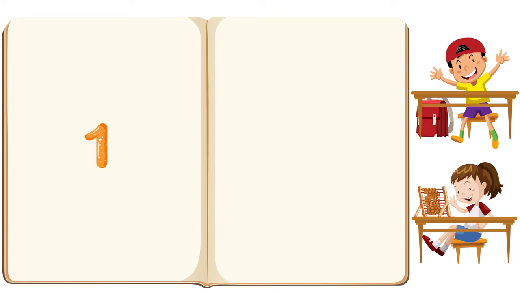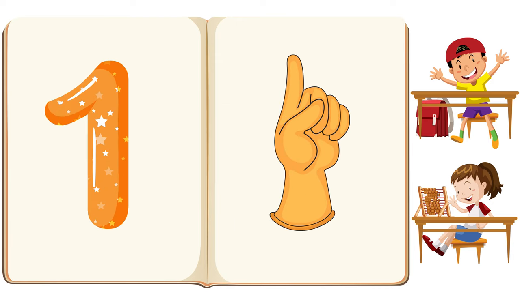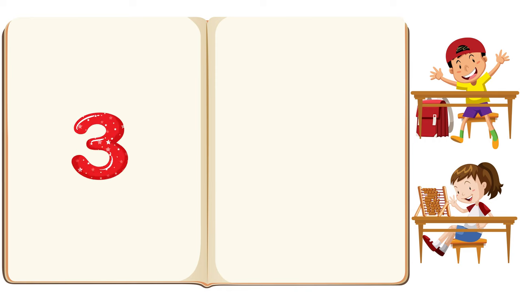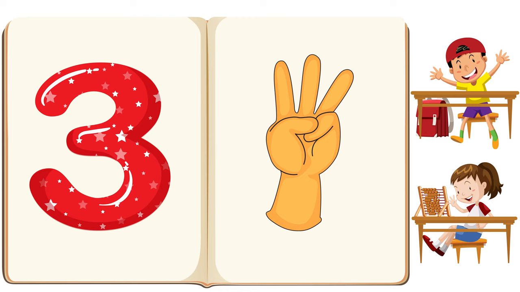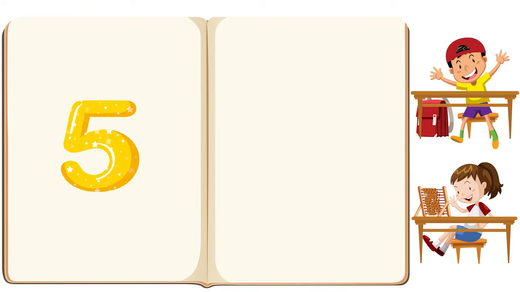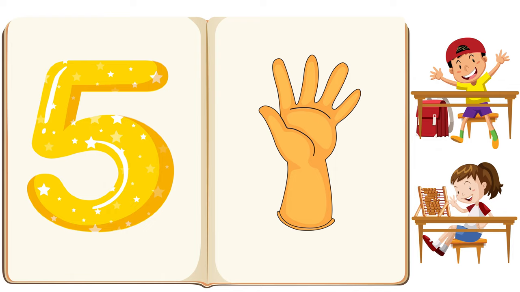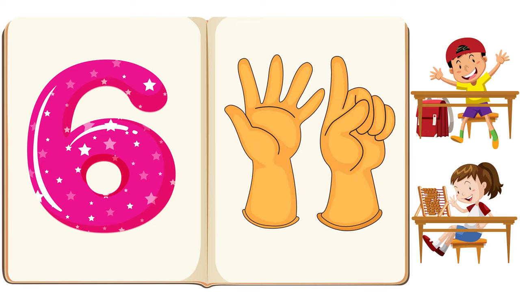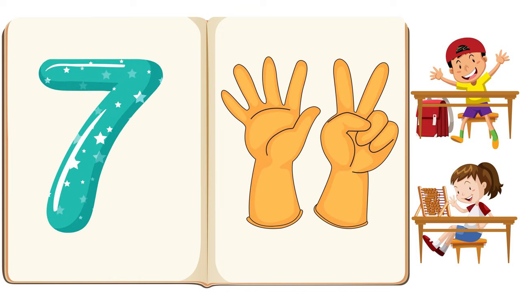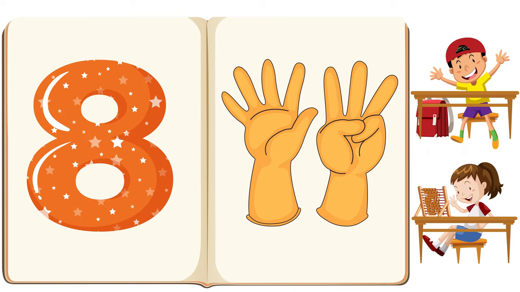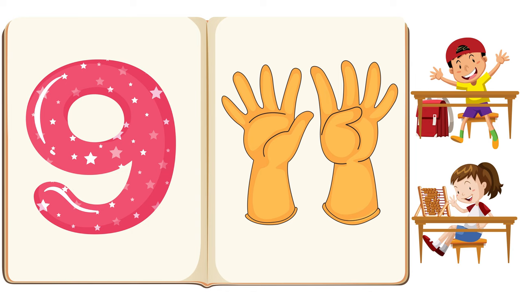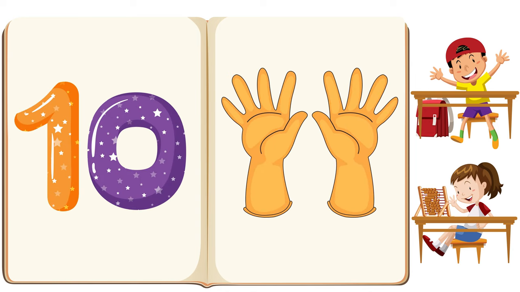1 to 10 with fingers. 1. 1 finger means 1. 2. 2 fingers means 2. 3. 3 fingers means 3. 4. 4 fingers means 4. 5. 5 fingers means 5. 6. 6 fingers means 6. 7. 7 fingers means 7. 8. 8 fingers means 8. 9. 9 fingers means 9. 10. 10 fingers means 10.